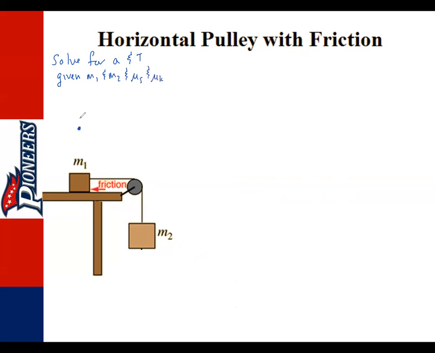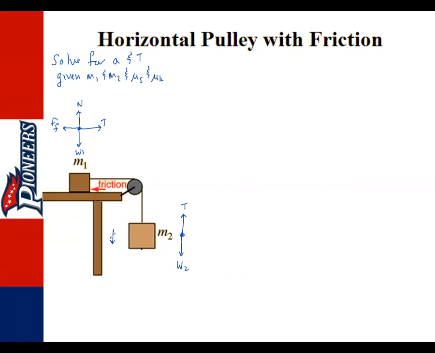So make a force diagram. Normal force, weight 1, tension, friction, right? Nice thing about the one that's hanging, it's always going to be the same. Weight 2, tension, right? These will be the only forces.